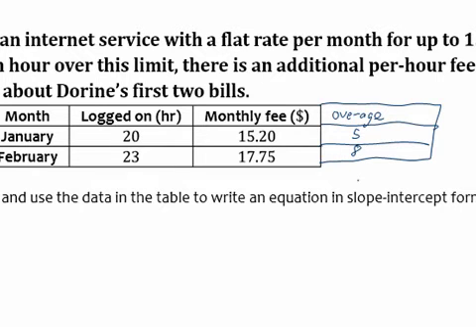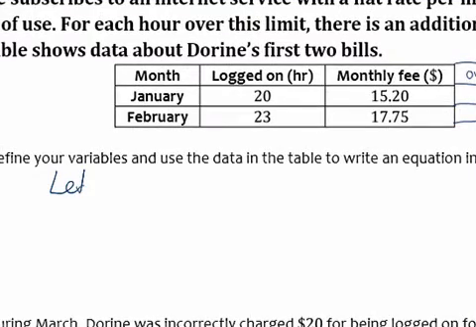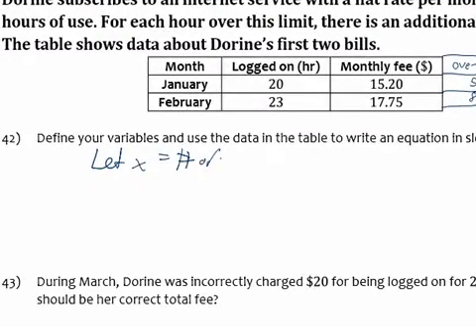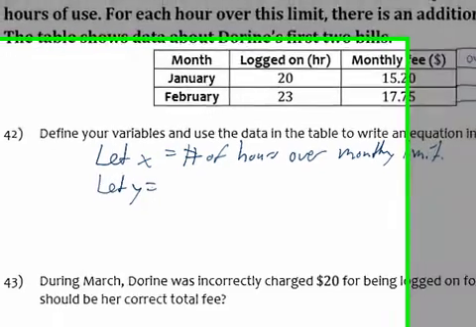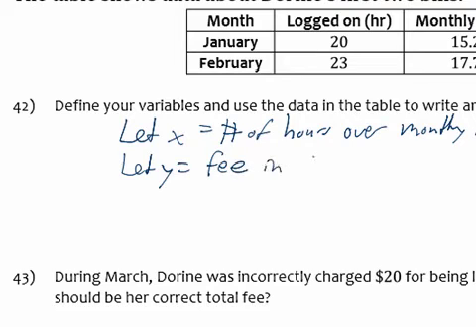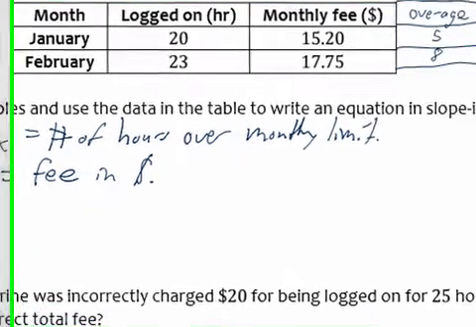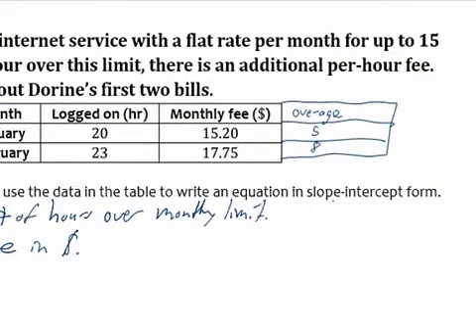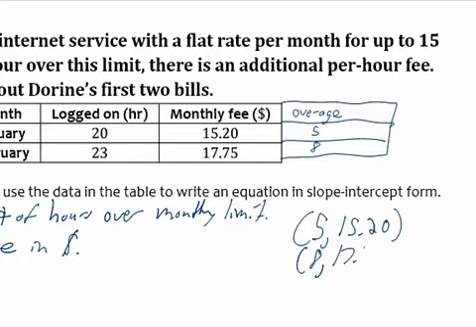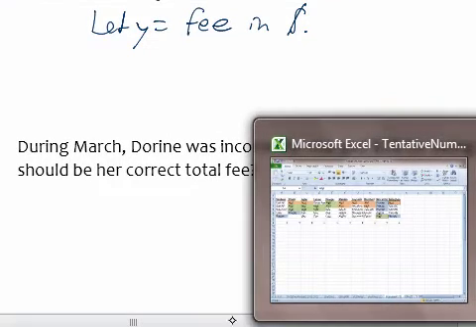Then we have to look at which one we're going to define as the x and which one's the y. Let x be equal to the number of hours over the monthly limit, and let y be equal to the fee in dollars. Once we've got that, you were going to use this to write an equation in slope-intercept form. Well, here's the thing. We have 2 data points. We have the point (5, 15.20), and then we have (8, 17.75). If you're thinking we have to take these 2 points and find an equation using point-slope form, you're correct.